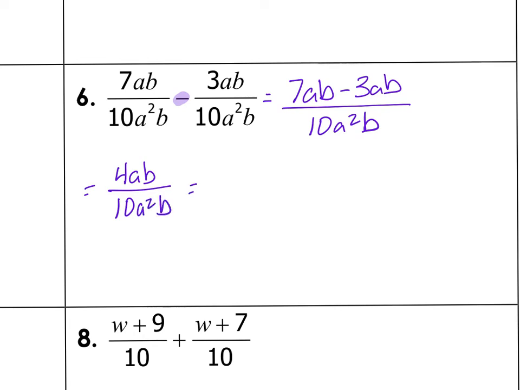Okay, so let's simplify this. Let's see. What goes into 4 and 10? Well, 2 does. So 2 goes into 4 2 times, and 2 goes into 10 5 times. I have 1a on top and 2 a's on bottom, and 1 b and 1 b. So what do I have left in my numerator here? I've got a 2. And in the denominator, I've got a 5a. Okay, there we go. That concludes part A.